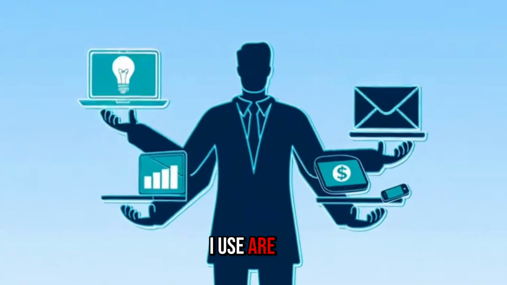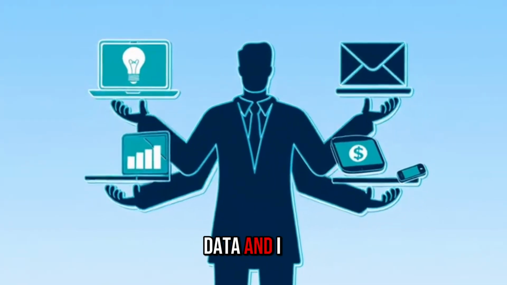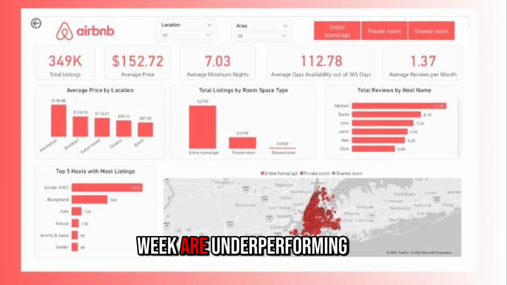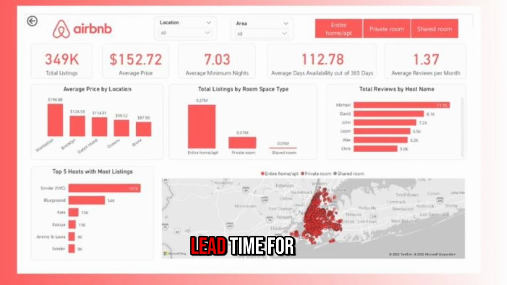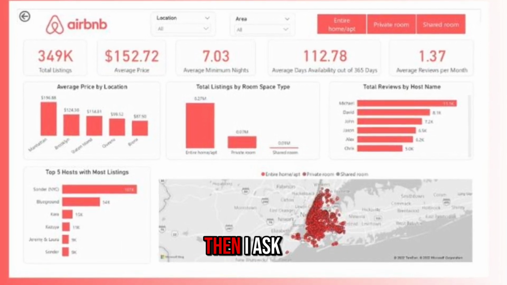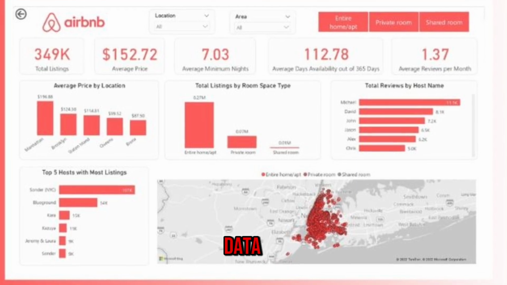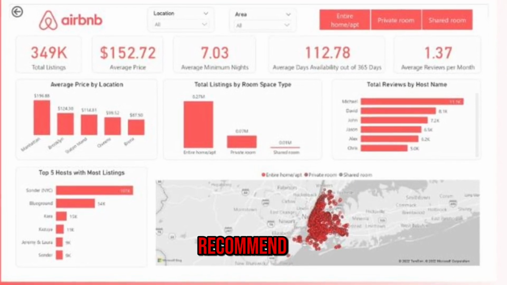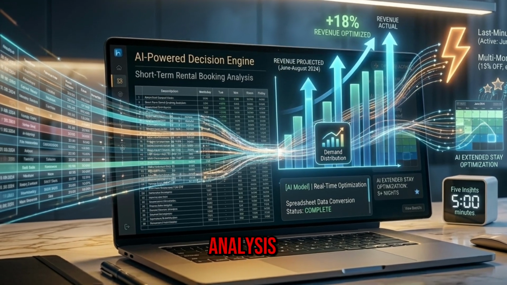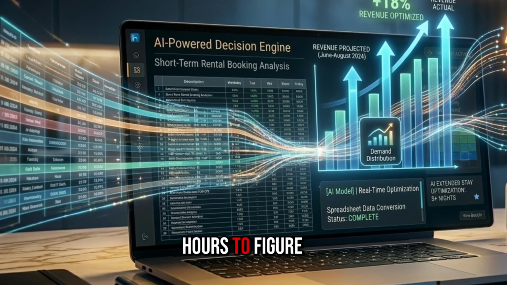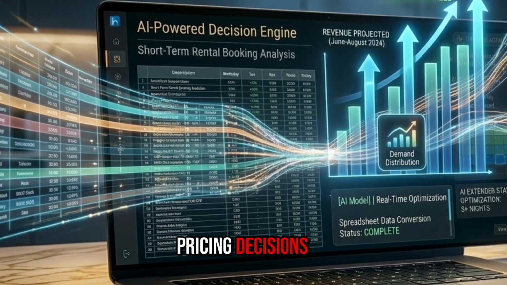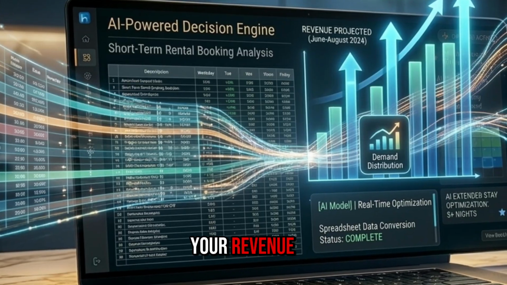The prompts I use are super simple. I upload the data and I say something like, analyze this booking data. Tell me which days of the week are underperforming. What's my average lead time for bookings? And where do you see the biggest revenue opportunities? Then I ask, based on this data, what specific pricing changes would you recommend for the next 3 months? That's it. 5 minutes of AI analysis shows you patterns that would take hours to figure out on your own. And those patterns translate directly into pricing decisions that actually increase your revenue.